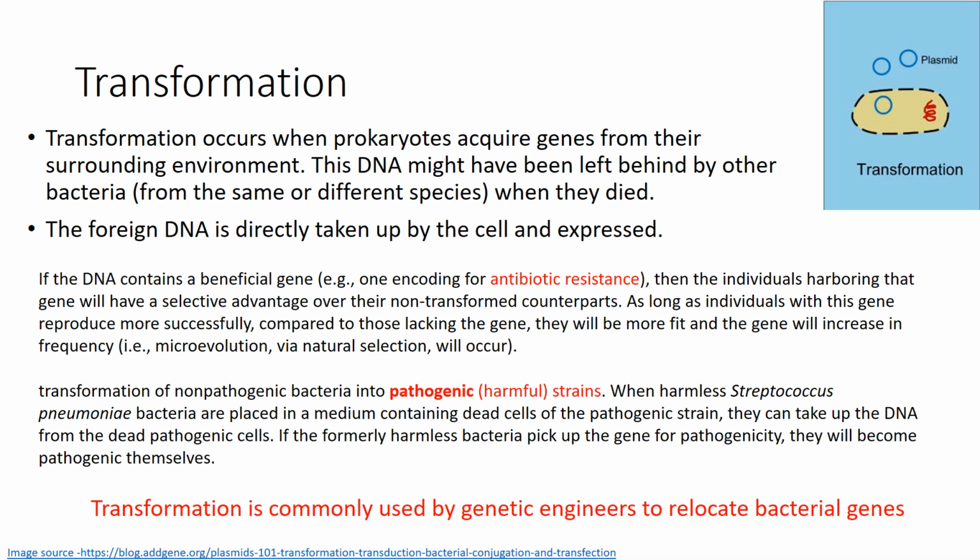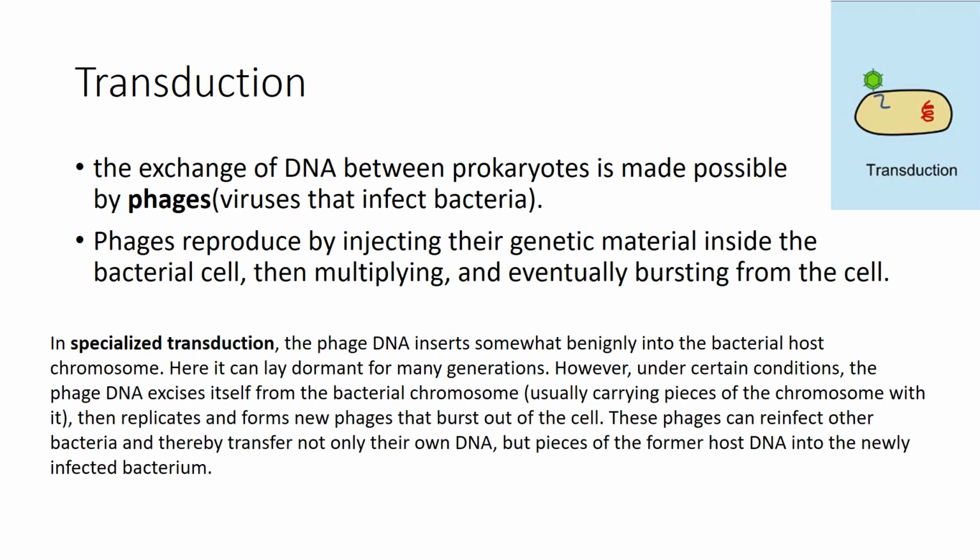And of course, we have discussed so many times that transformation is a common technique to relocate bacterial genes, which we use in molecular biology. The next method is transduction. And how did we do transduction? Through viruses or phages. The exchange of DNA between prokaryotes is therefore made possible. So this is shown in the picture on the right side. You see a phage, it attaches, and releases its DNA into the bacteria.